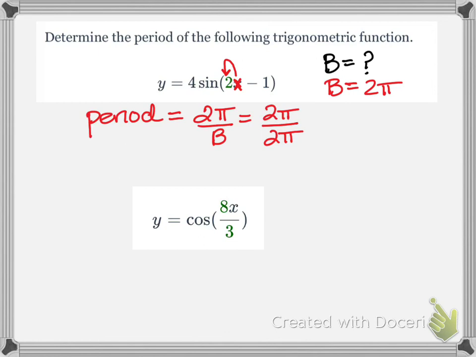Notice that our pi's are going to cancel to 1. 2 divided by 2 will also cancel. 2 divided by 2 is a 1. And that's how long our period is. One more time. What is our b value? It's in front of the x. So here's my x. What's around my x? What's the coefficient of x? It is 8/3.